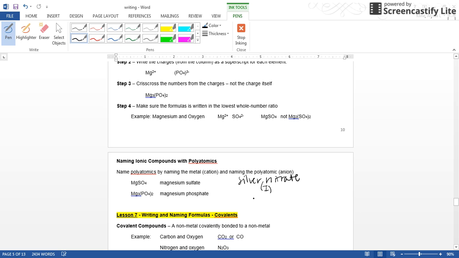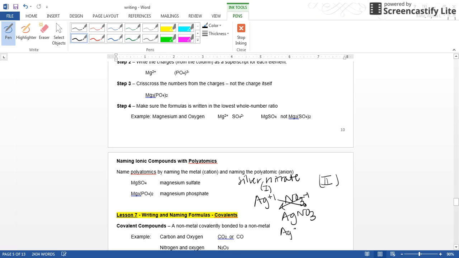So if I go ahead and write out silver plus 1, if I look back up at the chart that's on this last page here for nitrate, nitrate is NO3 minus 1. Crisscross these, bring it down, AgNO3. Let's say, though, instead it's now silver 2 nitrate. We'll see something that looks a little different here.